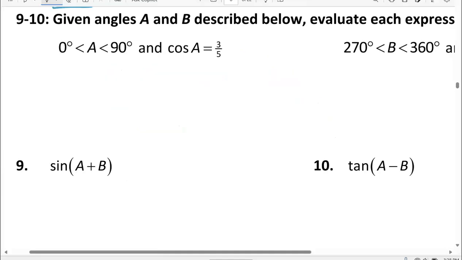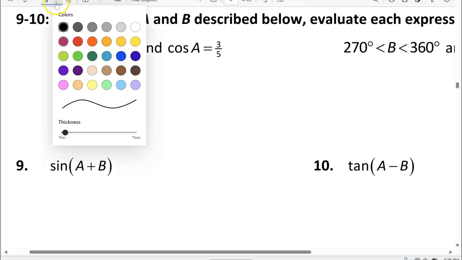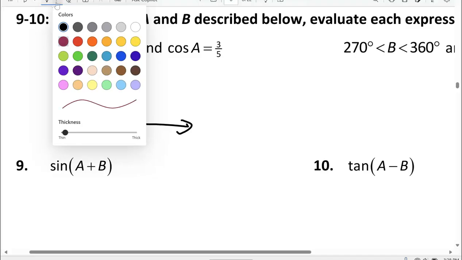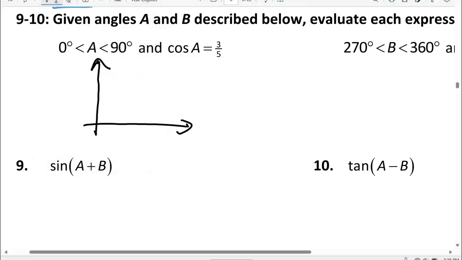In 9 through 10, we have given angles A and B with descriptors, and we're evaluating each angle sum or angle difference expression. So in angle A, I'm going to want to make a sketch of it. It's a first quadrant angle between 0 and 90. And the cosine of angle A is 3/5. So that means that angle A is that angle right there, and the cosine is 3/5, so adjacent over hypotenuse is 3/5. That's a 3, 4, 5 triple, so that gives us an opposite side of 4.